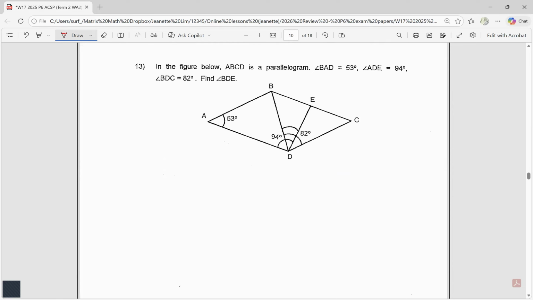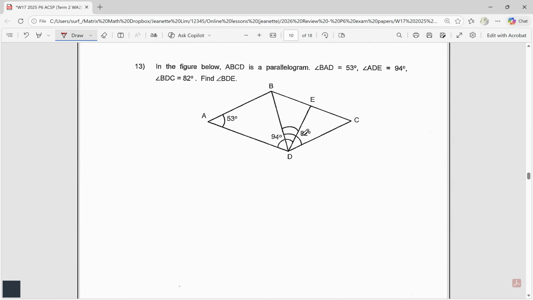Question 13. In the figure below, we have a trapezium. A, B, C, D is a, sorry, not trapezium, parallelogram. Then you have angle 53, angle 94, which is ADE. Then BDC is 82, find BDE. Okay, so these two angles are overlapping. Your 94 and 82 are overlapping.